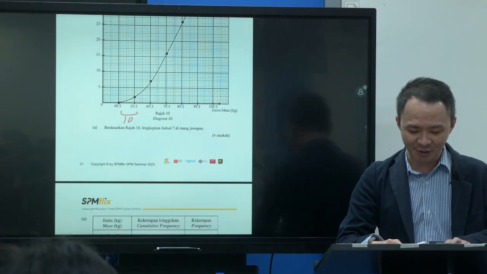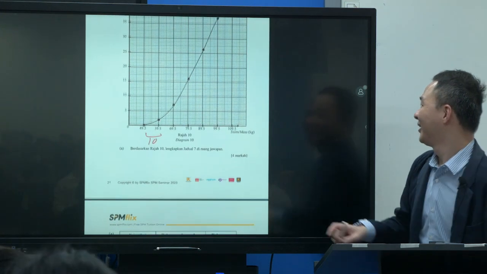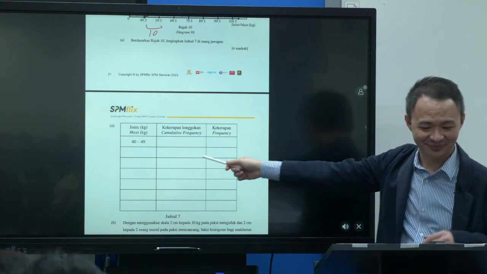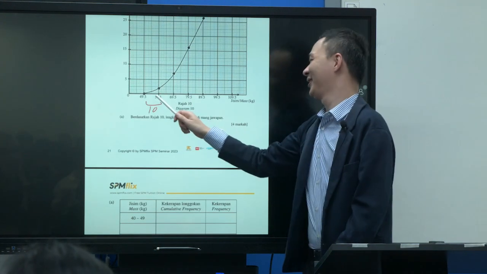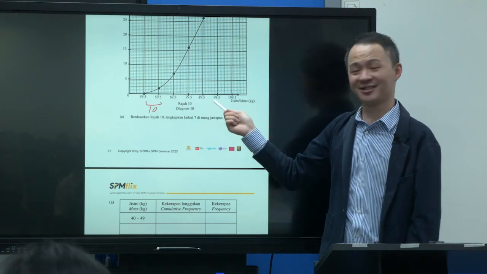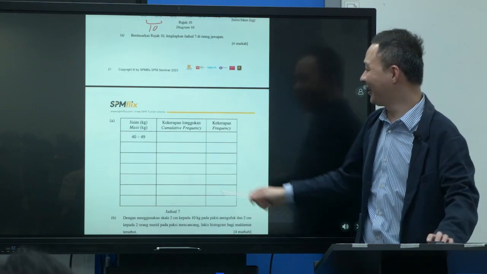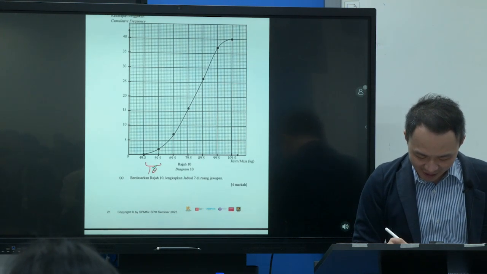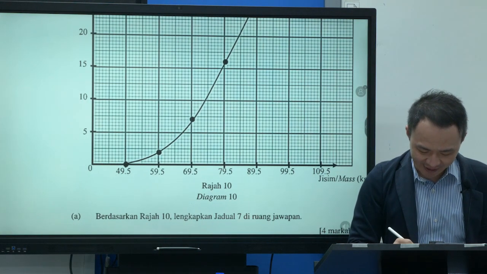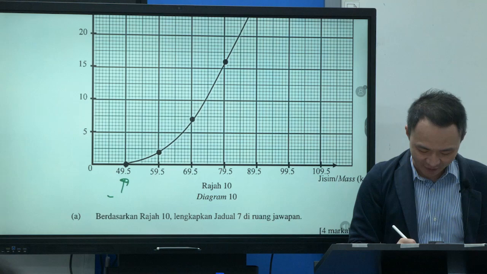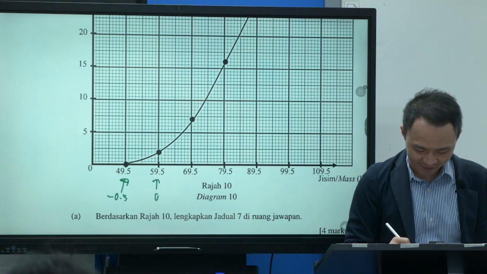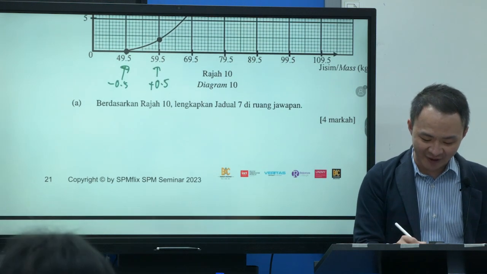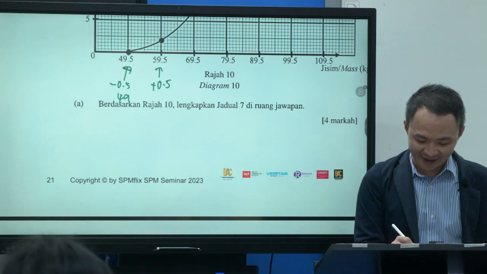Okay, this one is a bit hard for some students. Because why? They give you a table, they give you a graph. They want you to form a table. So this is upper boundary, sempadan atas. Tapi macam mana tukar kepada interval? Same logic. This is the lower bound, right? So this one will minus 0.5. This one will plus 0.5. So you can see, if I minus 0.5, I get 49, right? This one I plus 0.5, I get 60, right?